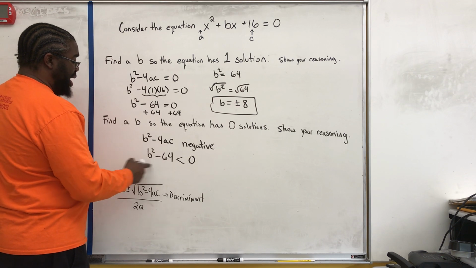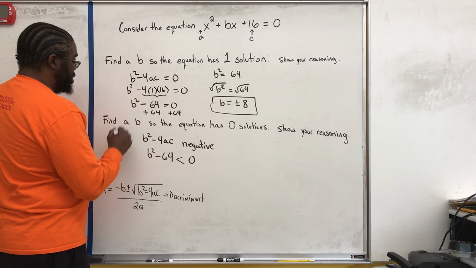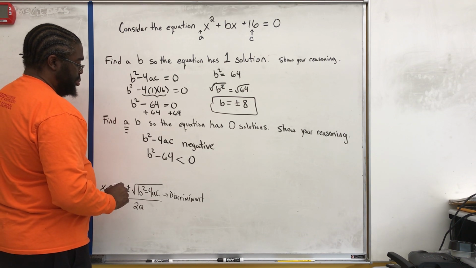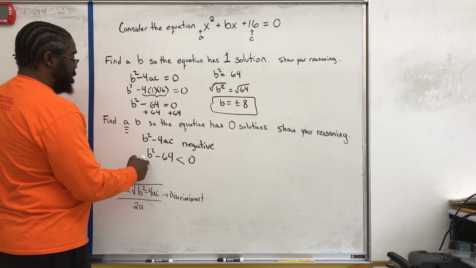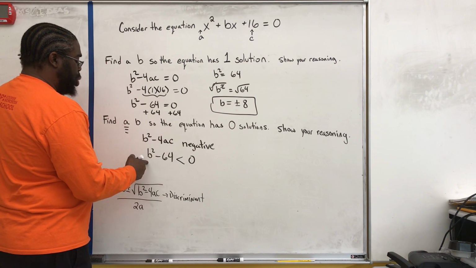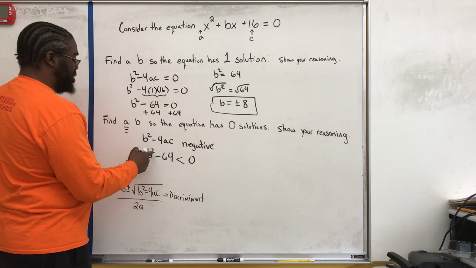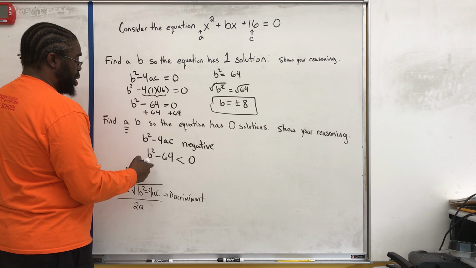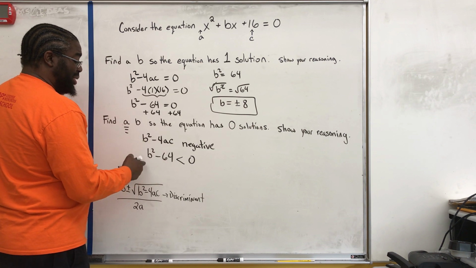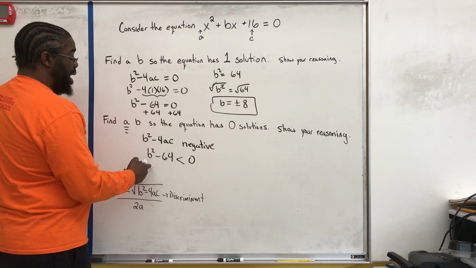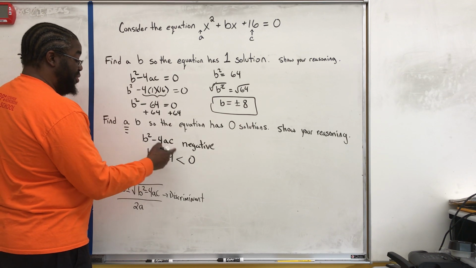Do they want every answer? No, they just want an answer. Well, I know 8's going to make it 0. 9 would make this 9 squared, which is 81, minus 64. 81 is bigger than 64, so that's going to be positive. So 9's not going to work. Can I try a number less than 8? Let's try 7. 7 squared would be 49. 49 minus 64, that would work.